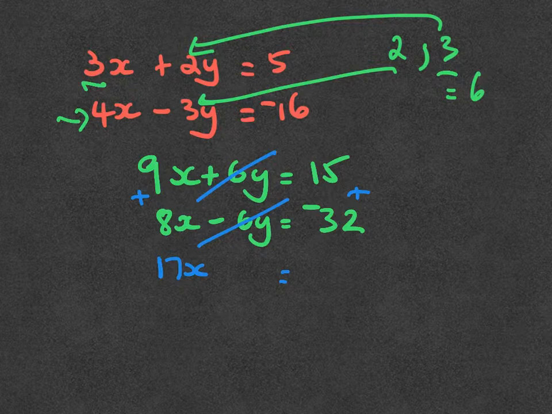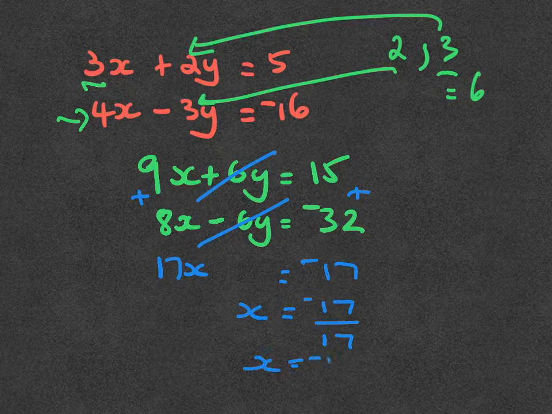They cancel out each other. And then the other side we'll get negative 17. We move down. Negative 17 divided by 17 equals, x equals negative 1.